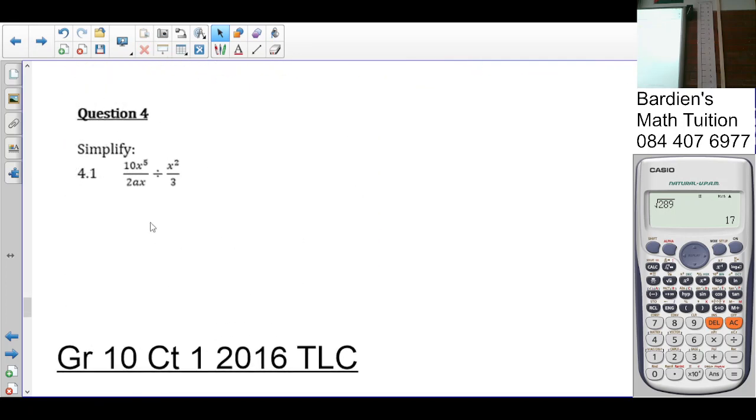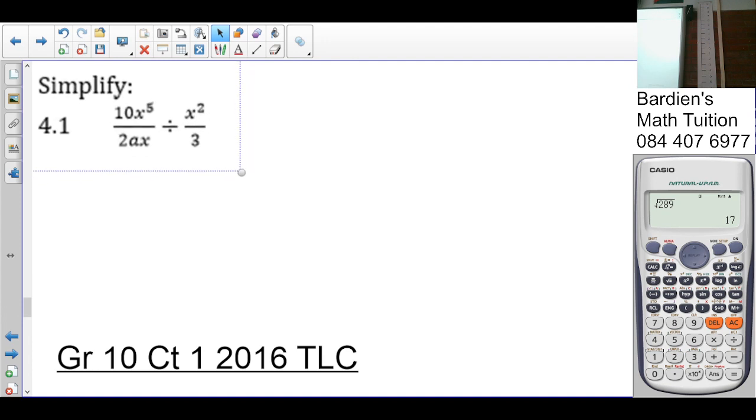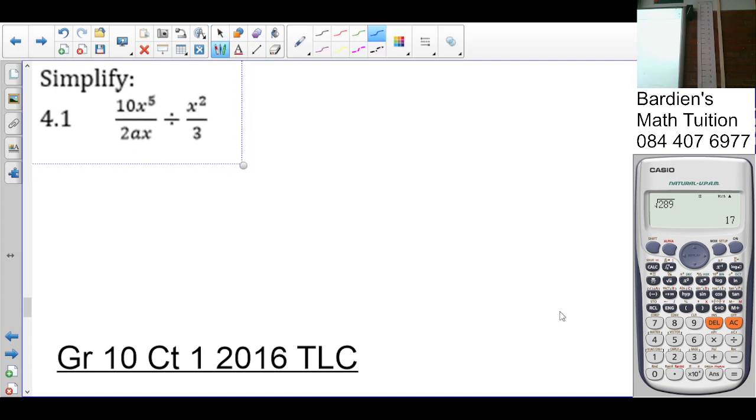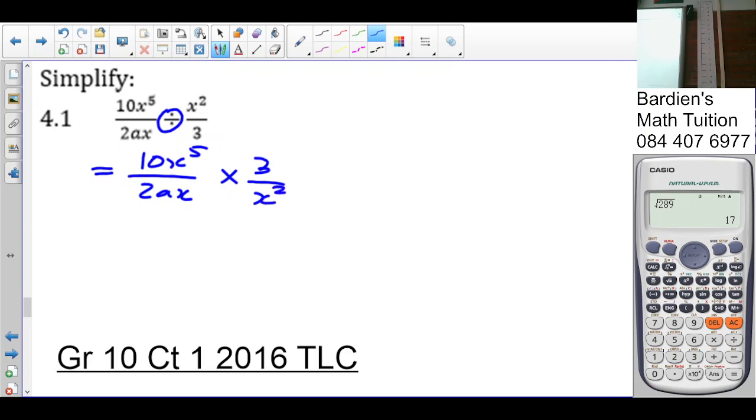Let's go to question 4. 4.1, simplify. So one of 2 things I can do here. Either I can do x to the 10 over 5 divided by 2ax, change that to multiplication, and give me 3 over x. It's either I simplify here or I multiply. So I'm going to multiply. I don't want it to be too messy here.